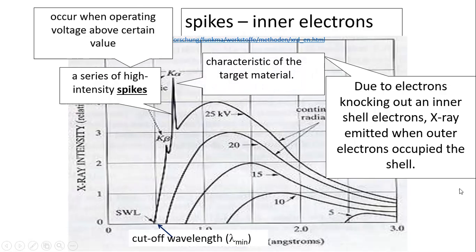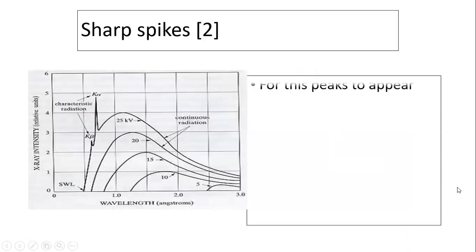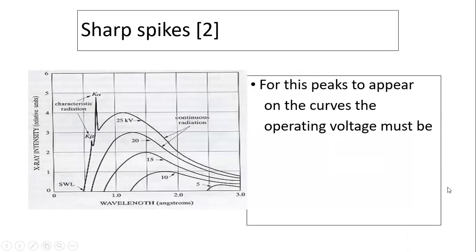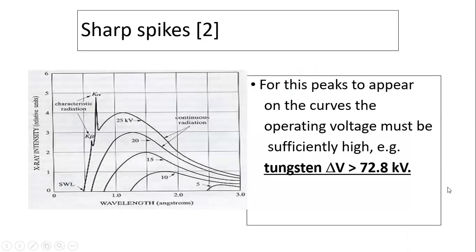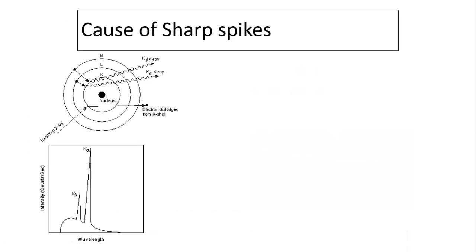Okay, I think we won't repeat. For the spike to appear on the curve, the operating voltage must be sufficiently high. Example, for tungsten, the operating voltage must be greater than 72.8 kilovolt. Right? Let's explain the cause of the spike.